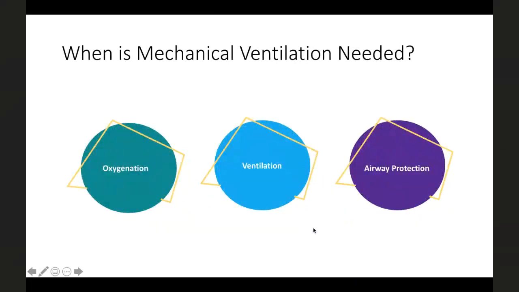And now the question is, when is mechanical ventilation needed? Whenever you get a textbook or a website giving the indications of mechanical ventilation, they can list any number of indications in any number of classifications.